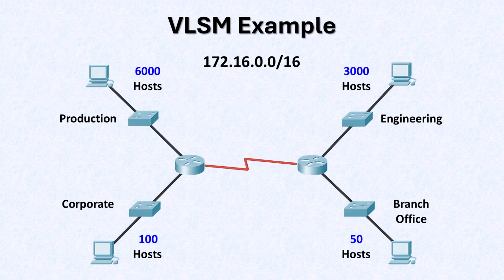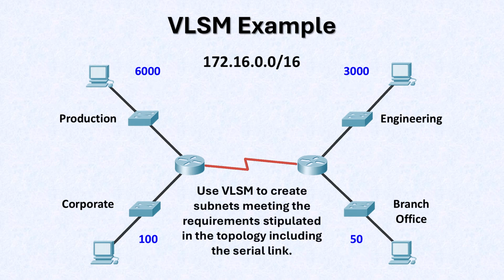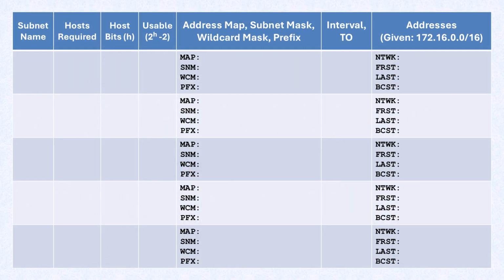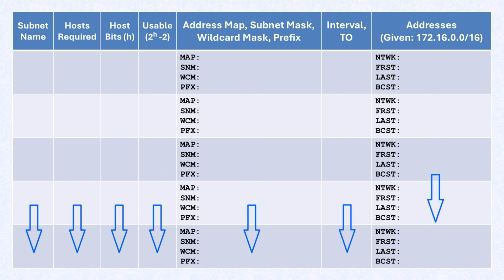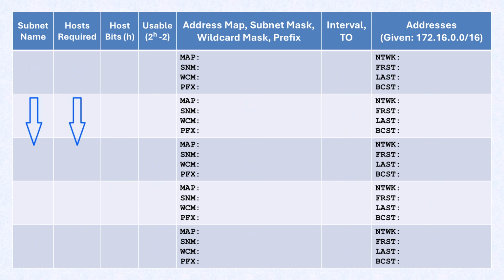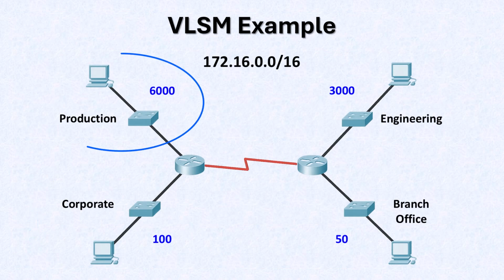Let's begin our VLSM example. This is the topology. We will use VLSM to create subnets meeting the requirements stipulated, including the serial link. We will use this table to help us. It embeds the process within the columns. We will work top-down and left to right. First, we list the subnets in order from largest to smallest. We start with the production subnet, which requires 6,000 hosts.